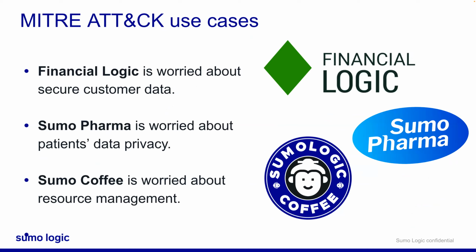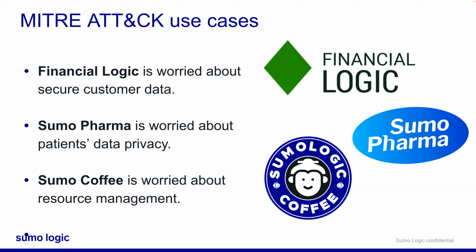So for them, the MITRE ATT&CK tactic called credential access is going to be a concern, because they want to make sure that all their customers have user credentials tied to their financial accounts and that they're secure. Now, Sumo Pharma, of course, they're worried about credential access, but that's not the primary concern here. Their primary concern is patient privacy and those HIPAA standards. So for them, exfiltration of private data is a major concern. Credential access is not as important.